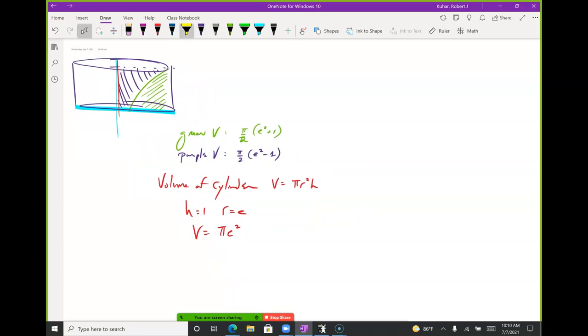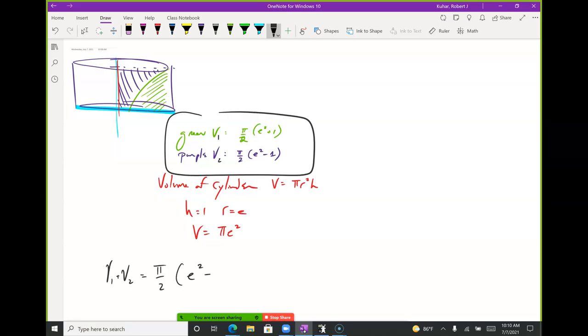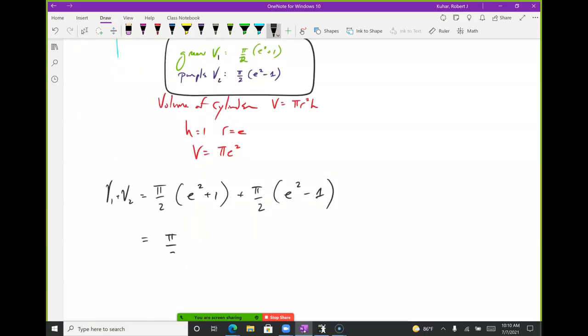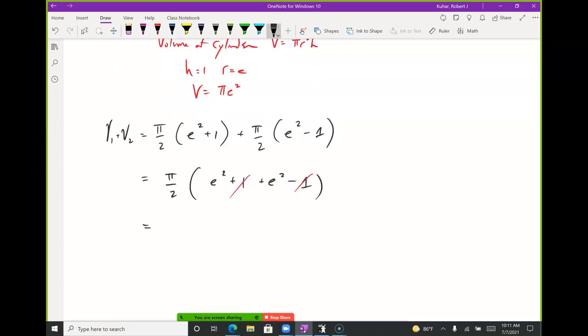And I'm saying I should be able to add the green and the purple regions' volumes together and get the same result. So what happens when I get V1 plus V2? I get pi over 2 times e squared plus 1 plus pi over 2 times e squared minus 1. And it should be pretty obvious. I factor out the pi over 2. I get e squared plus 1 plus e squared minus 1. The 1's go away, and I get 2e squared inside. I get pi over 2 times 2e squared. And the 2's cancel, and I get the same cylinder.